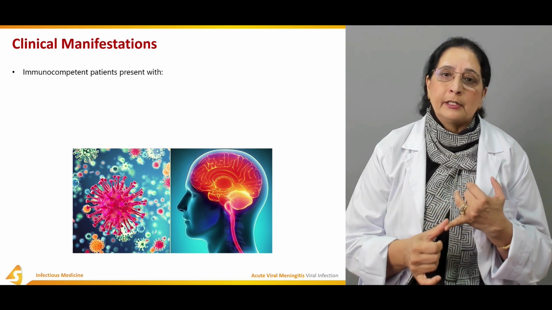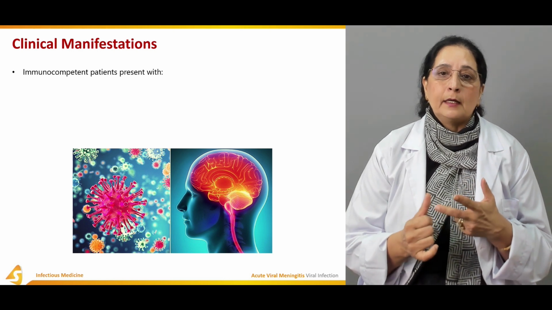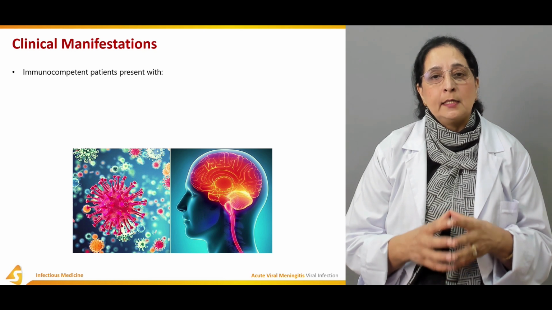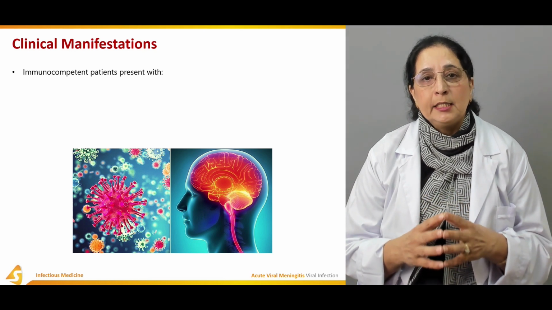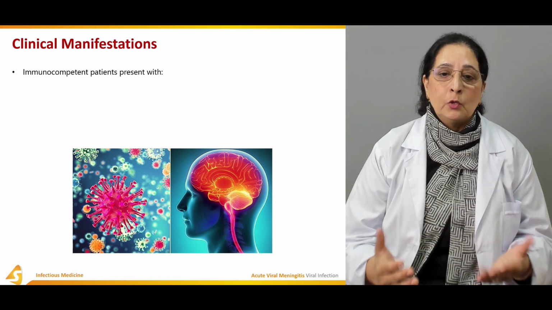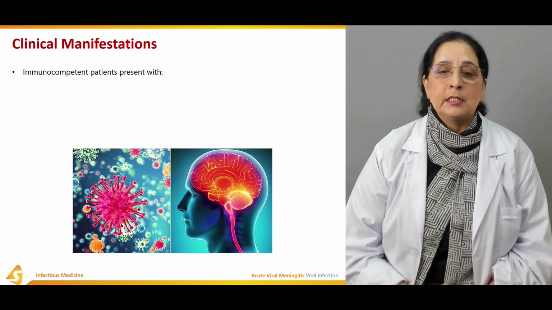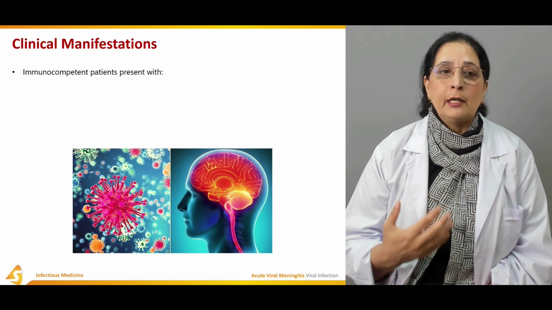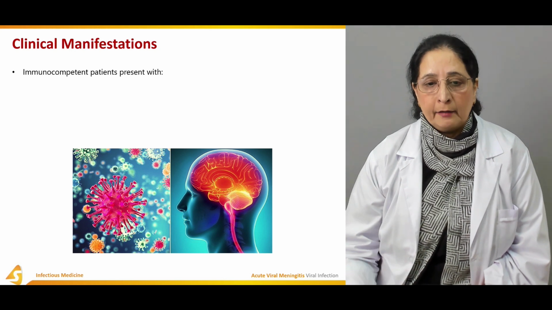So when the infection reaches those meninges, we have three meninges: the pia mater, arachnoid mater, and dura mater. These are the three meninges present. If the infection reaches these meninges, it can cause meningitis. So immunocompromised patients are more prone because they have less immunity. They cannot fight against the infection.